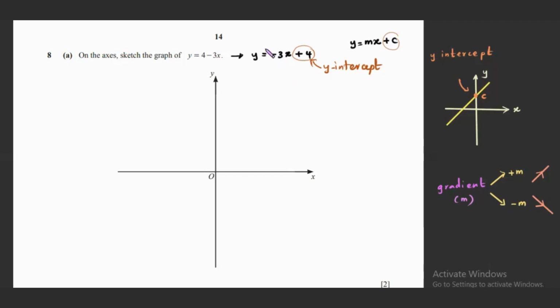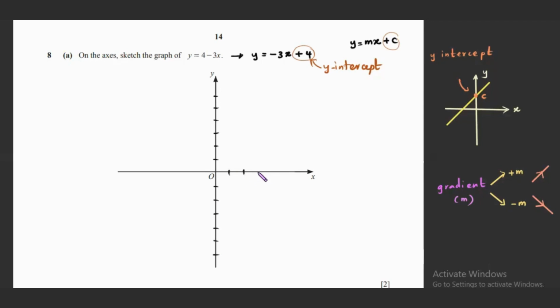And this negative 3 that we have here is the gradient, which means the value of m is a negative value. When the gradient is negative, the graph that we get will be a decreasing graph, that means a line that goes down like this. Now, to sketch this graph, first I will mark some points, breaking the axes into tiny portions so that we can get as accurate as possible.